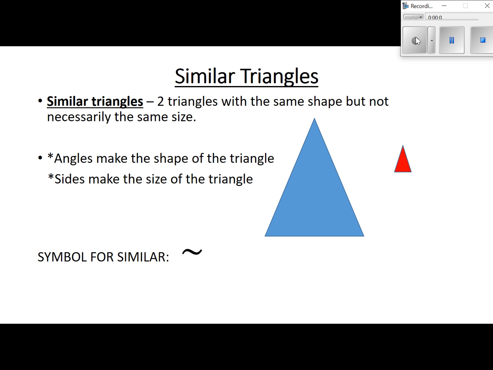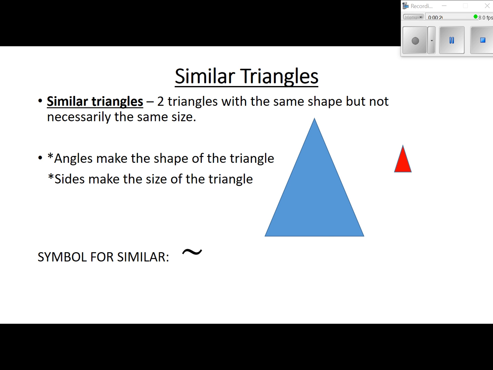Video to help you with assignment 5, which deals with similar triangles. Similar triangles are two triangles with the same shape, but not necessarily the same size. When we talked about congruent triangles, those were two triangles that had the same shape and the same size. So similar triangles have the same shape.